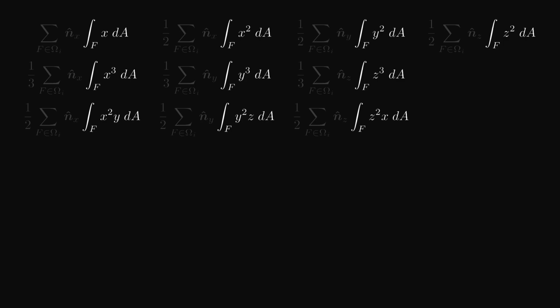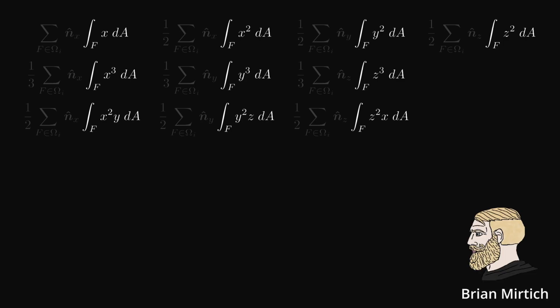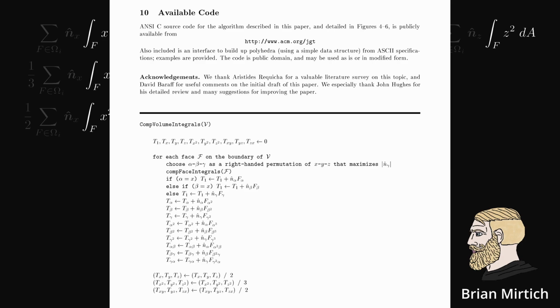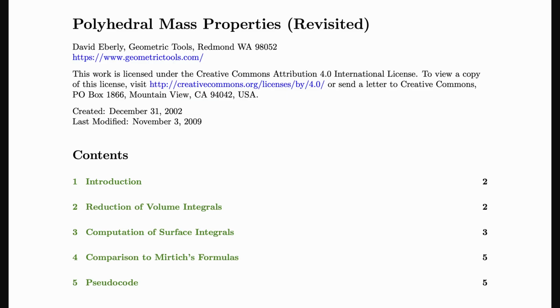However, if you want to use or implement the integral reduction yourself, not only did Brian Mirtich include pseudocode at the end of his paper, he also published his ANSI-C implementation to the public domain. In addition to that, I would encourage you to look at the document Polyhedral Mass Properties Revisited, where David Eberly significantly simplifies Mirtich's algorithm for the use of triangle meshes instead of polyhedral meshes.